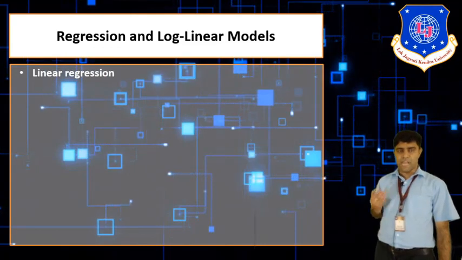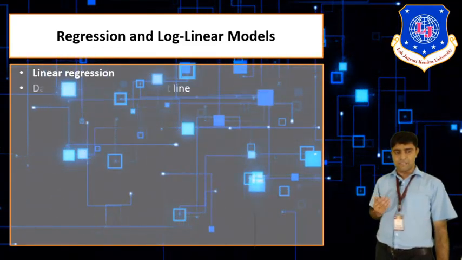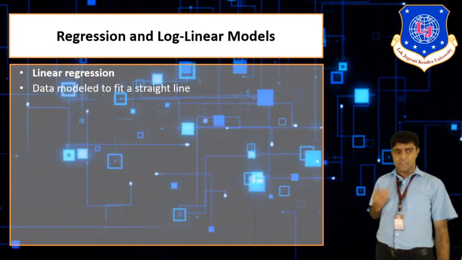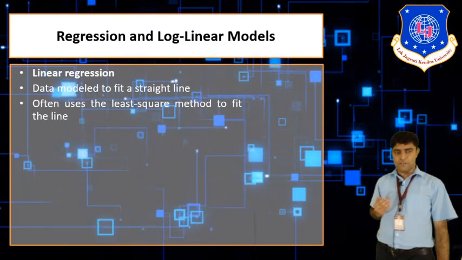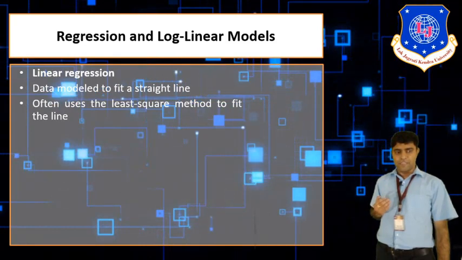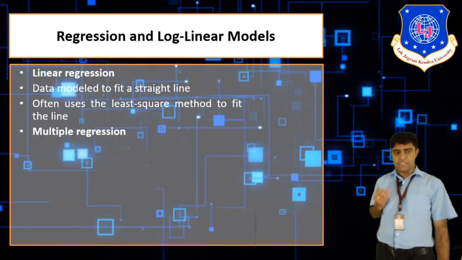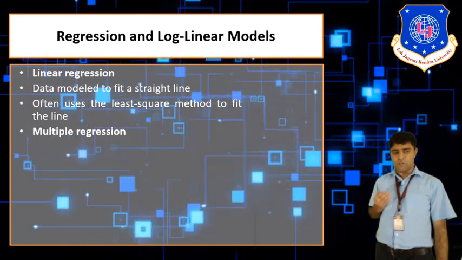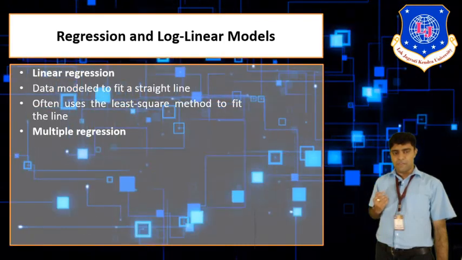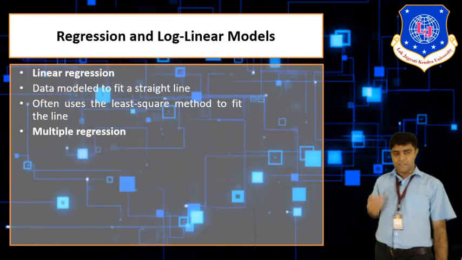There are various types of regression. First is linear regression, also known as simple linear regression, where the data model fits a straight line. It often uses the least squares method, which is useful to fit the line. Multiple linear regression is a regression where more than one predictor is used, for example one dependent variable and two independent variables. That is called multiple linear regression.